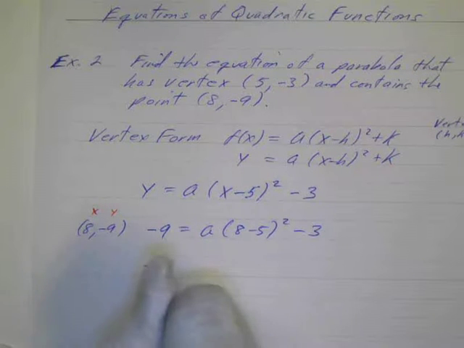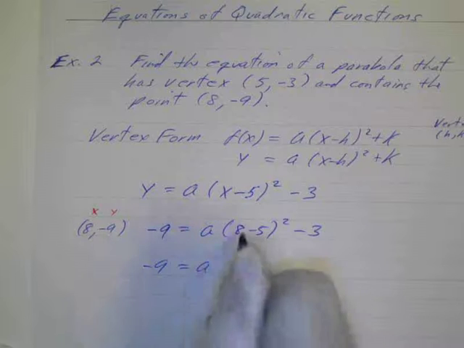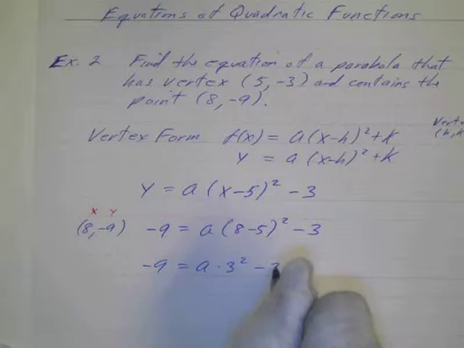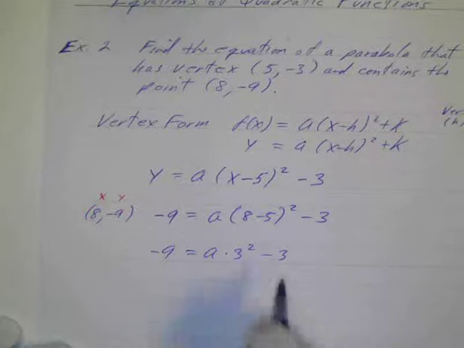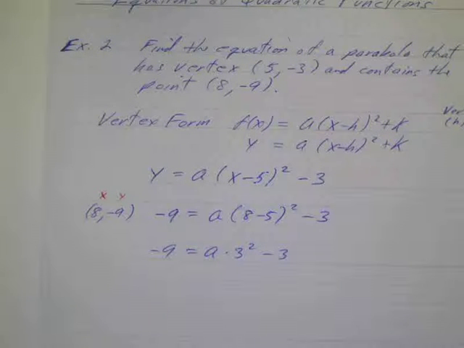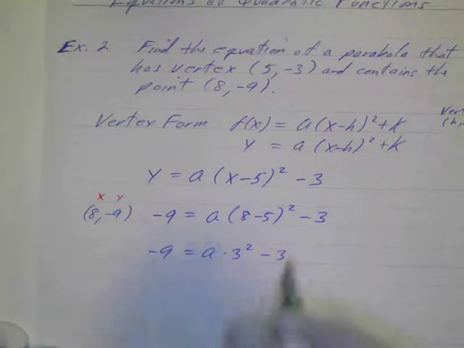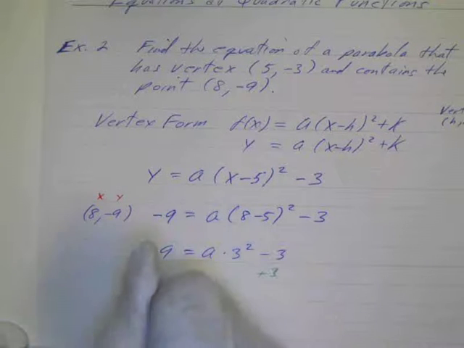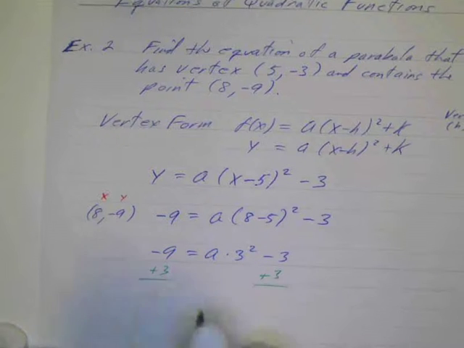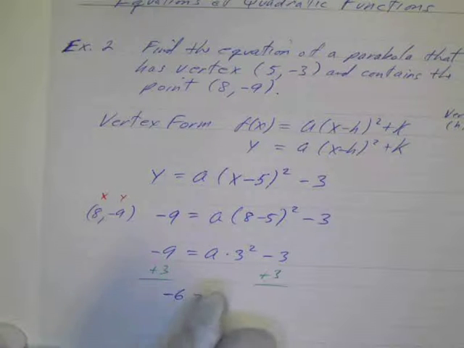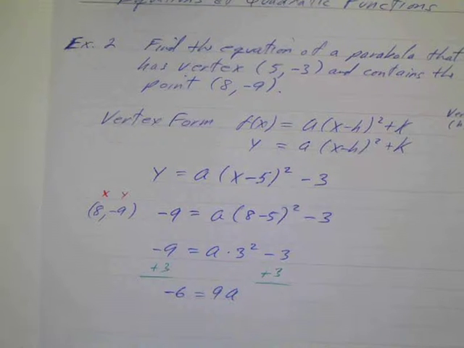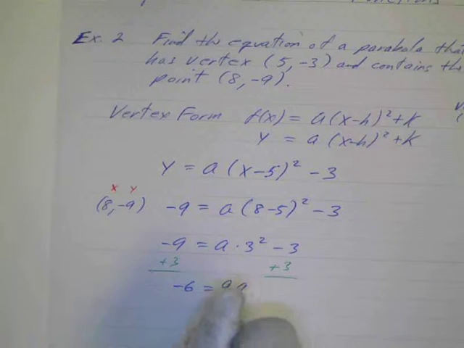So we have -9 equals a times, and what's 8 minus 5? 3 squared, minus 3. Then I can add 3 to both sides. So if I add 3 to both sides, we'll do that carefully, I end up with -6 equals, and 3 squared is 9, so 9a. And then I'll divide both sides by 9.